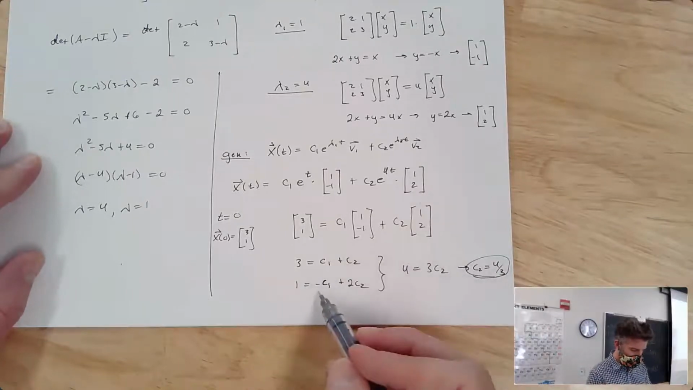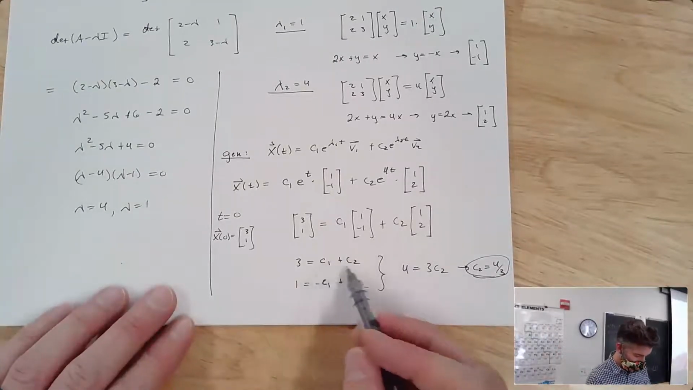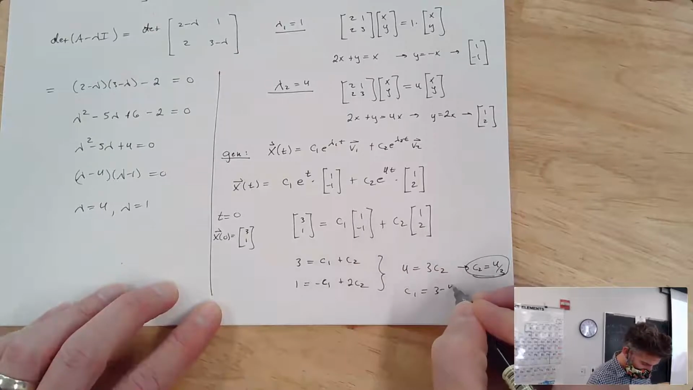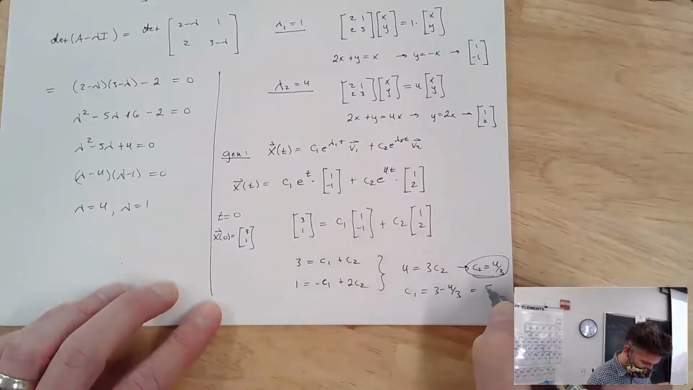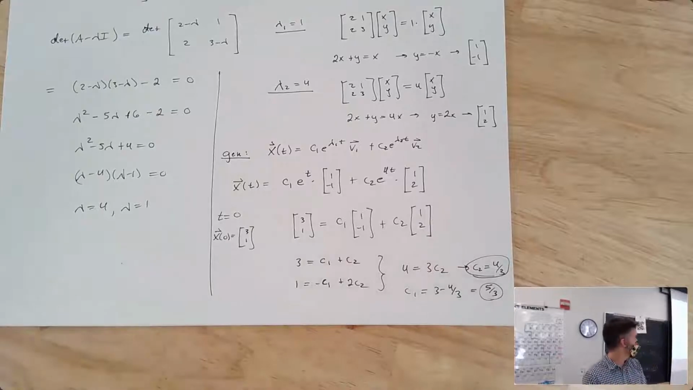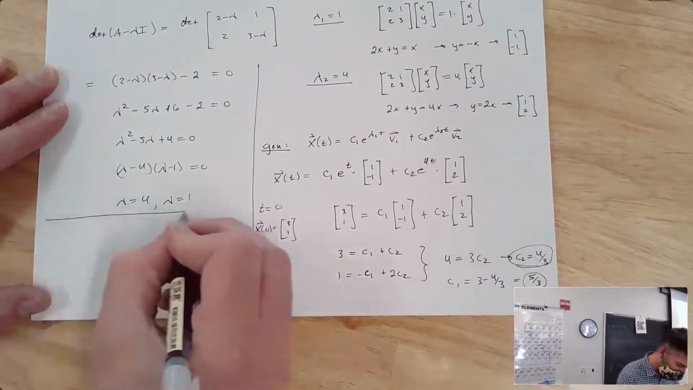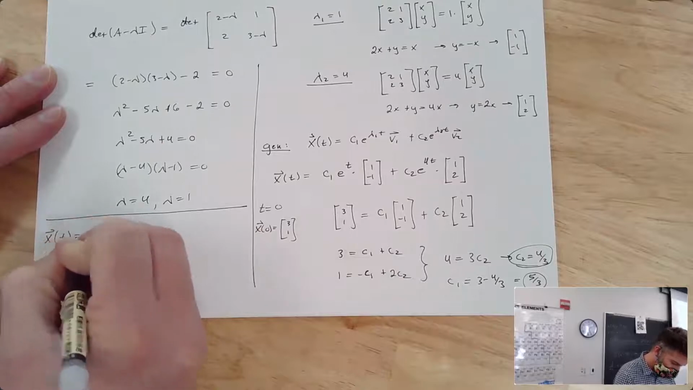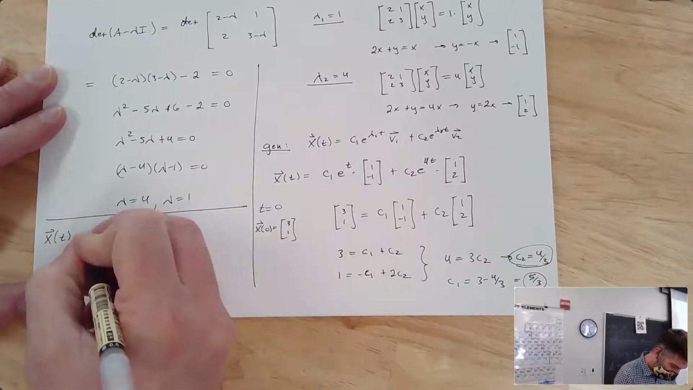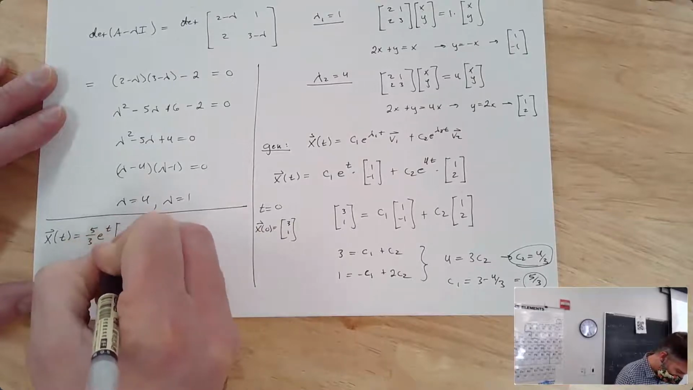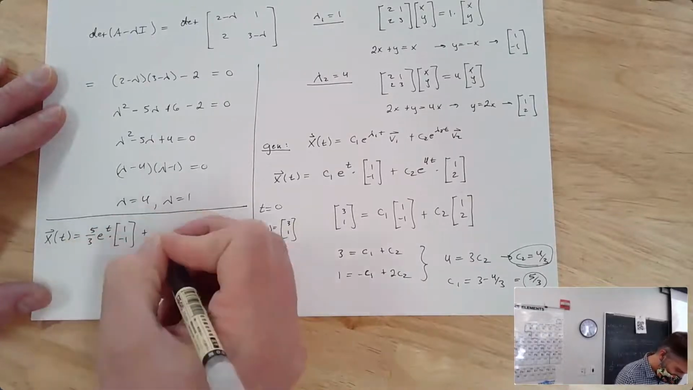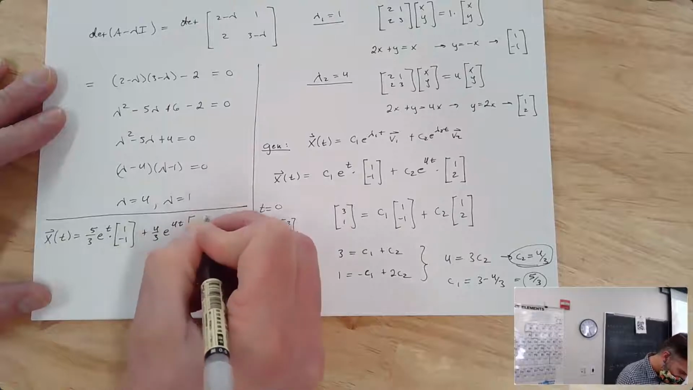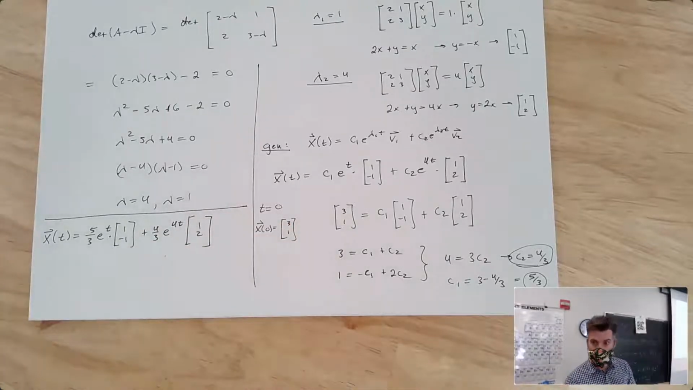And then you can plug that back in over here to figure out what c1 is going to be. So I'd plug it in here and say, okay, then c1 is going to equal 3 minus 4/3, which is 9/3 minus 4/3, which is 5/3. So the particular solution for this initial condition is going to be x of t equal to c1, which is 5/3, e to the t times (1, negative 1) plus c2, which is 4/3, times e to the 4t times (1, 2). That is your particular solution.